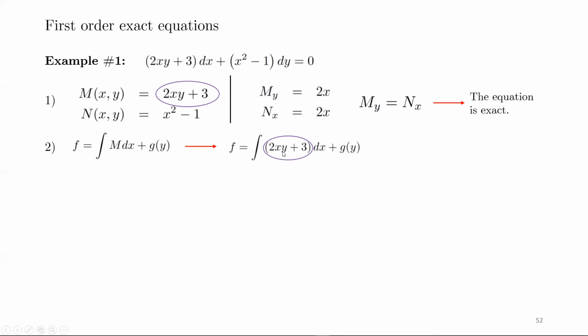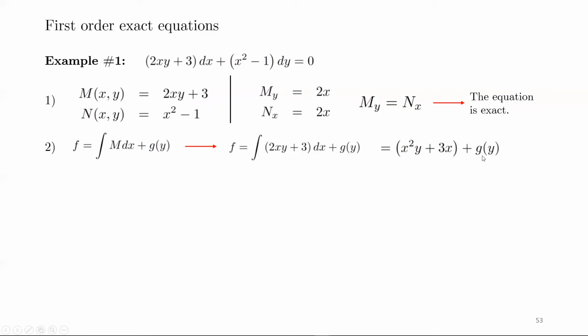And of course this integral is quite easy. This term here, 2xy, if I integrate that with respect to x, is simply going to be x squared times y, plus the integral of 3 is just going to be 3x. So our function f is equal to x squared times y plus 3x plus some unknown function g of y.